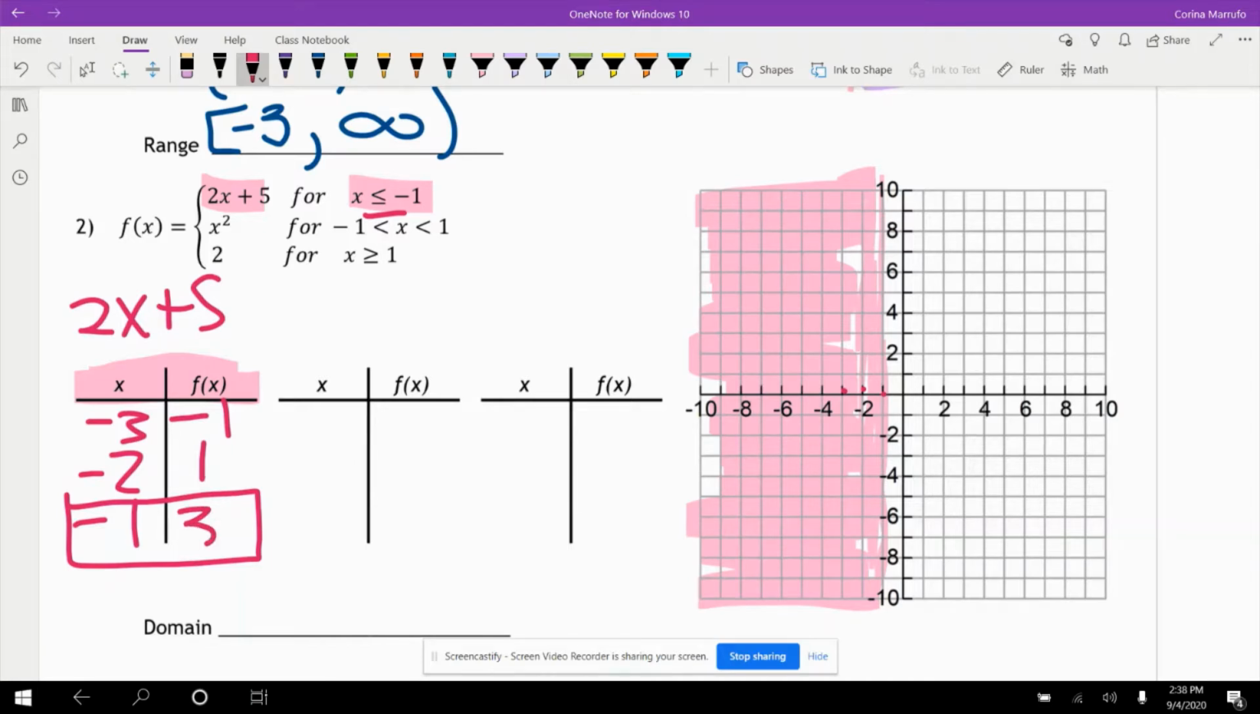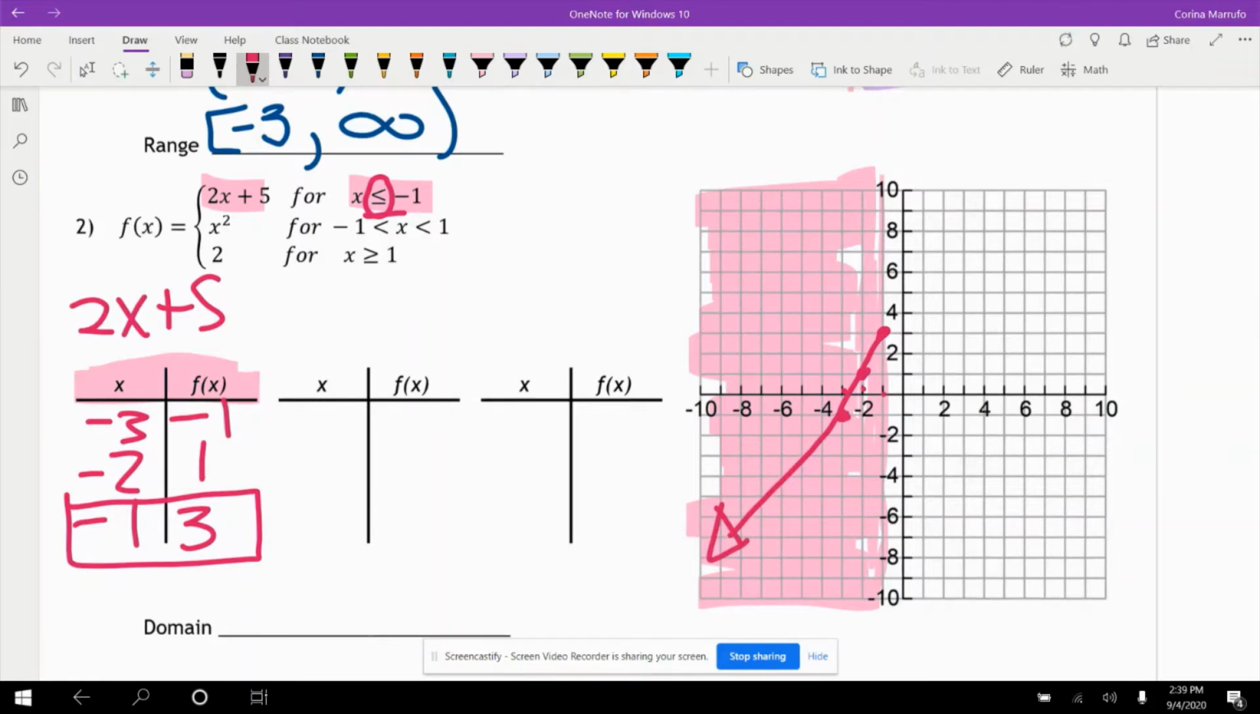And I am going to graph it. So we have negative 3, negative 1. Then I have negative 2, 1. And then last I have negative 1 and 3. And because of the equal to sign here, that means it's a closed circle here at negative 1, 3. And that's what your graph looks like.